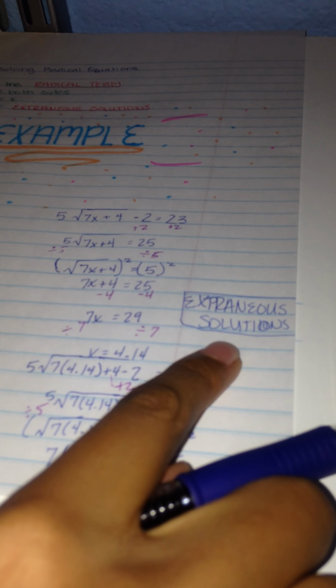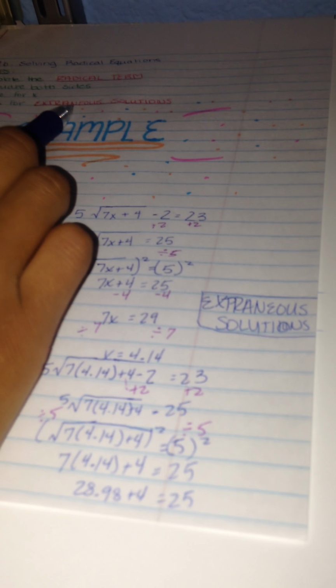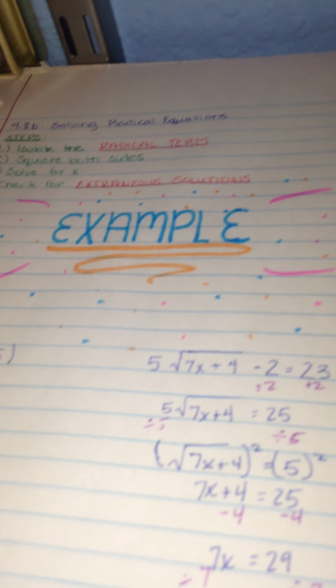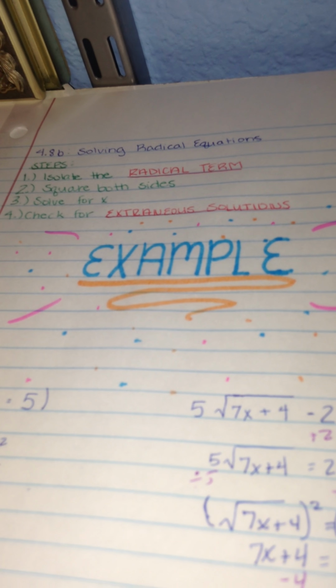I would call this here your extraneous solution, and if you remember up here, this is written in red because it's a vocab word that we should know. An extraneous solution simply explains whenever your x doesn't actually fit into the equation that you have written.